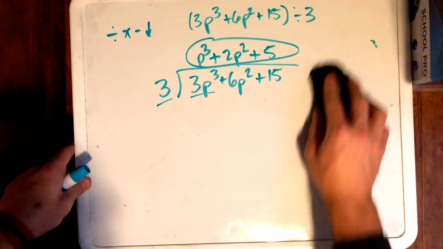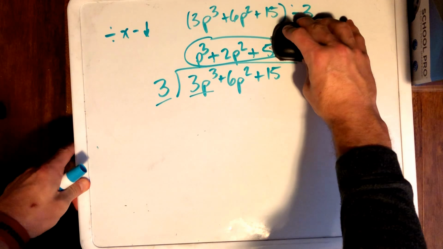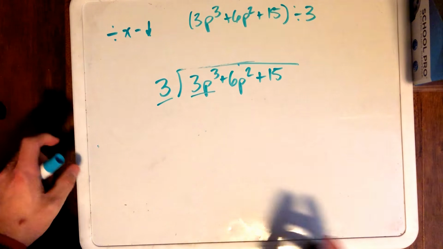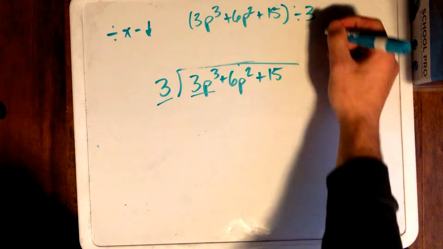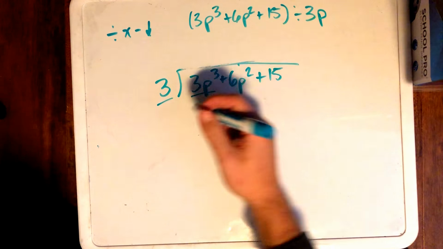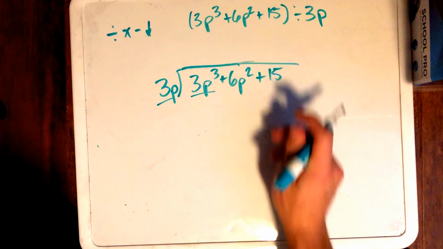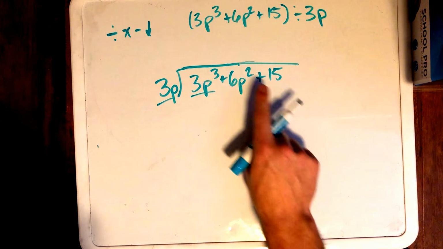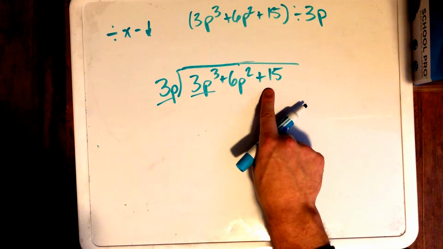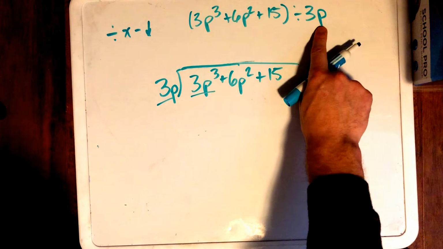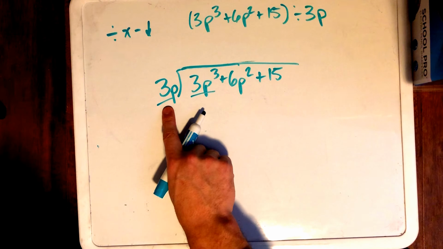So now we're going to do the same problem, and the only thing we're going to change is we're going to add a term onto this 3. We're going to make it 3p, which means that when we copy it down, this looks a little gross now, but bear with me. So we still have our dividend, 3p cubed plus 6p squared plus 15 divided by, and now we've changed this to 3p, so we have our 3p here.